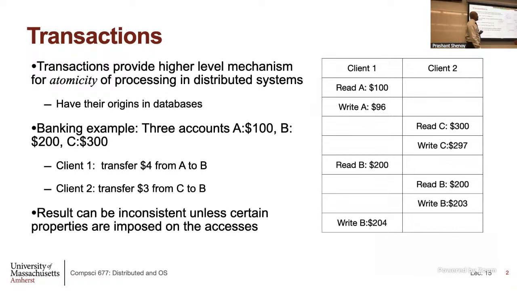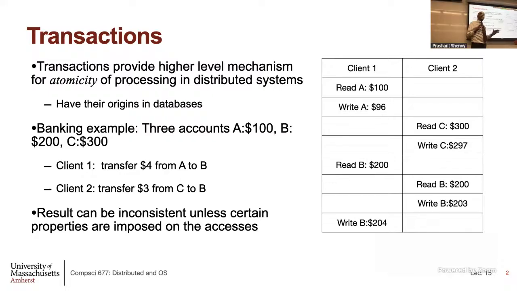We'll take an example, which is a database example, but it makes the point, of a banking database. There are 3 accounts in this database. Account A has a $100 balance, account B has $200, and account C has $300 balance. Now let's assume that there are 2 clients that are performing some operations on this database. Client 1 wants to transfer $4 from account A to B, and client 2 wants to transfer $3 from account C to B. So it should be clear that B is getting $7. It's getting $4 from A and $3 from C. So logically that makes sense.